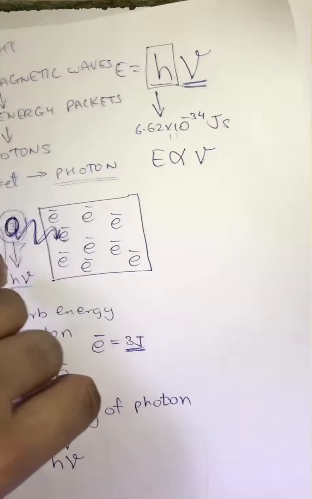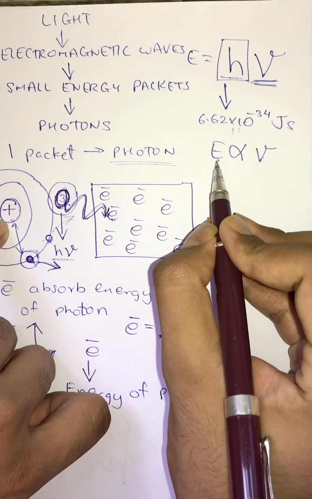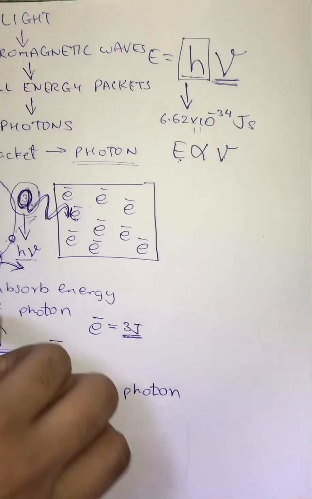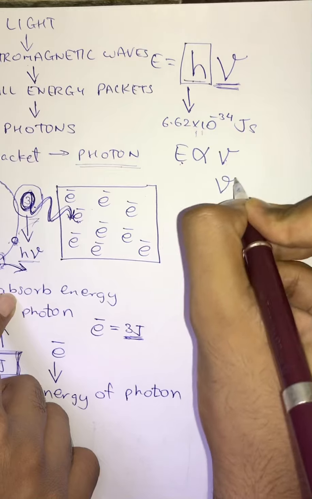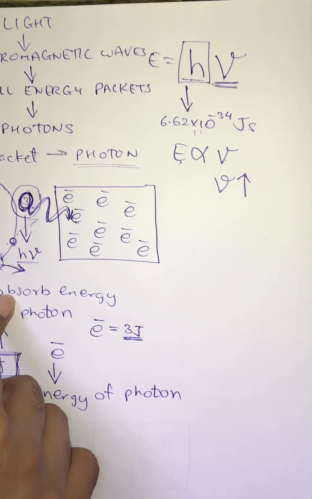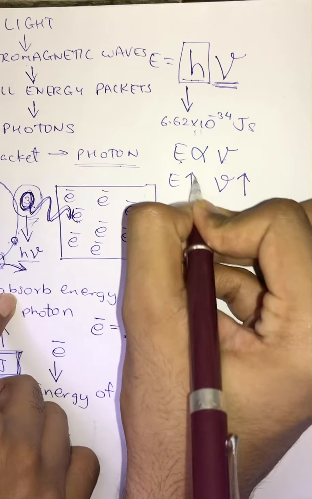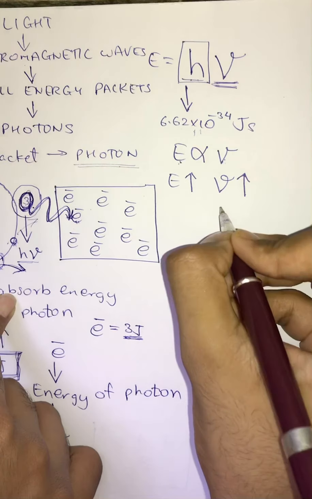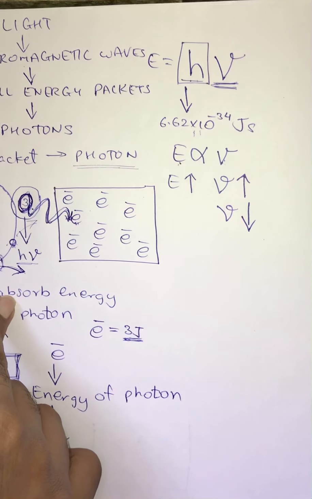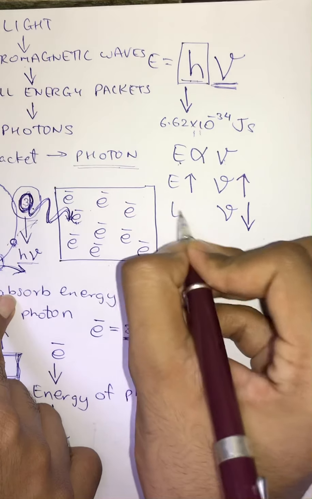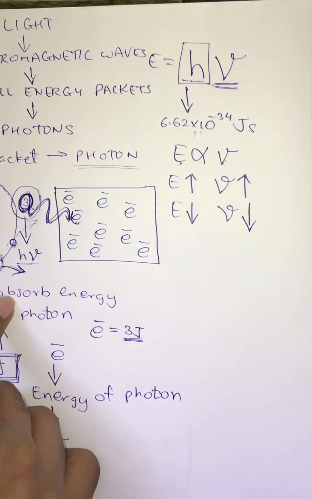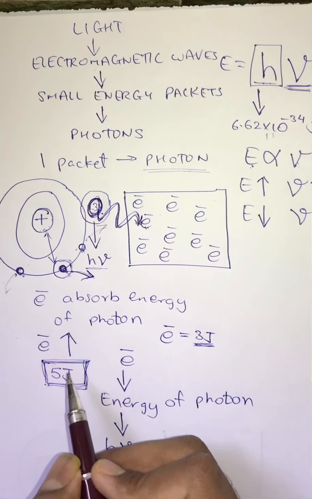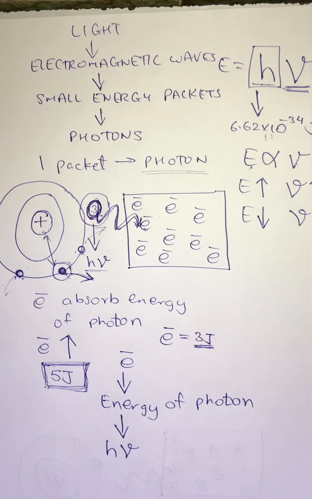Now this energy of photon completely depends on the frequency of light, which means that since it is directly proportional, if I increase the frequency of light, the energy of photon is also going to increase. Am I right? And suppose if I decrease the frequency of light, ultimately the energy of photon is also going to decrease.